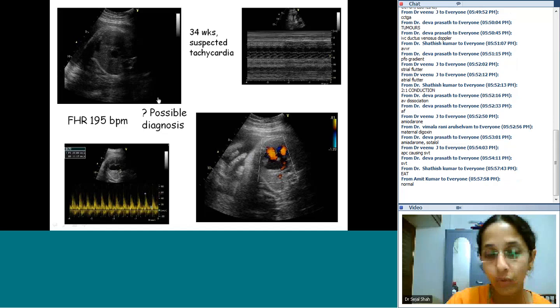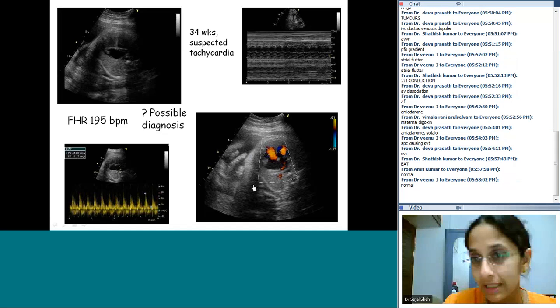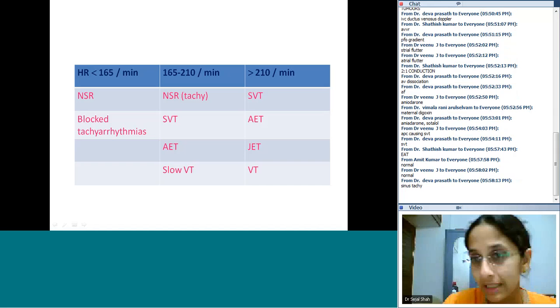Okay, so I'm getting different answers. Somebody is saying it's an ectopic atrial tachycardia. Somebody is saying it's normal. I would agree with both of you because in this range it can be sinus tachycardia, or it can be ectopic atrial tachycardia or SVT. I would consider these two as the first two possible diagnoses.